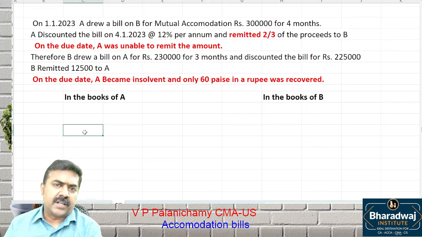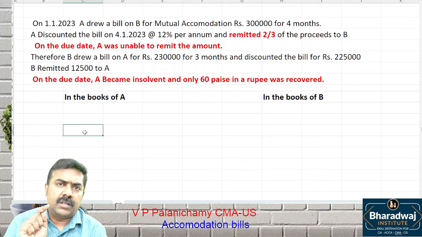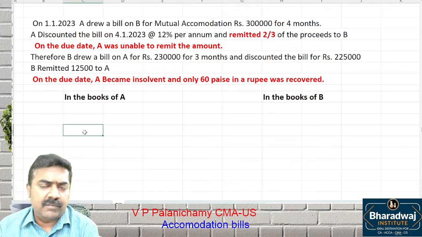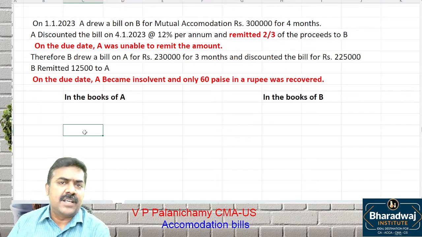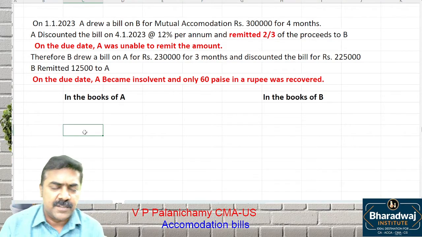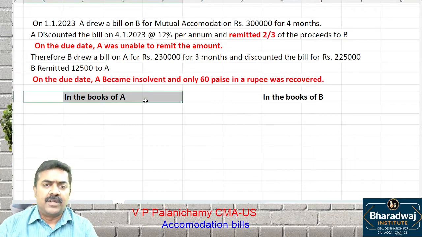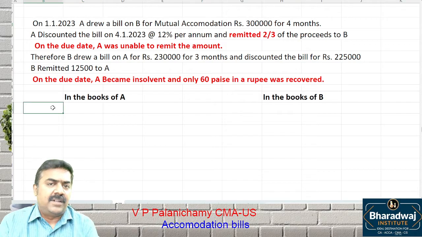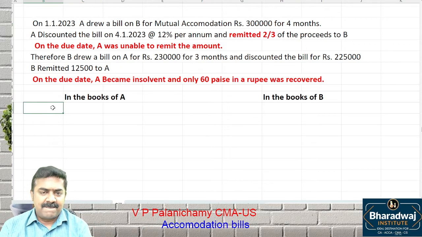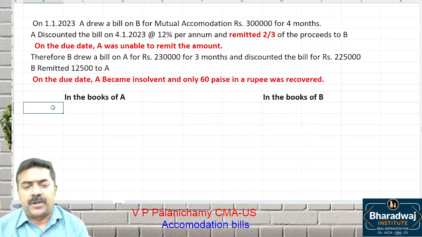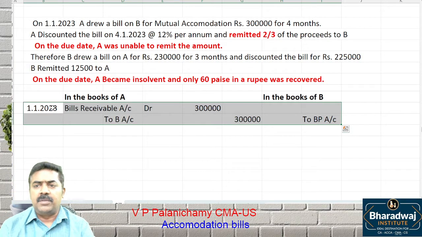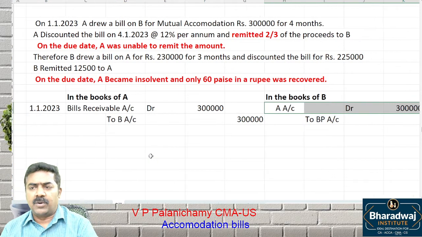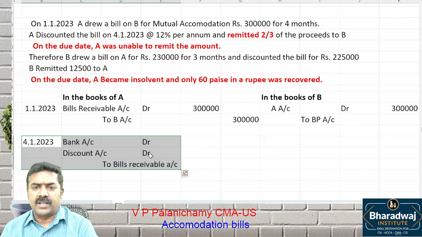So there are two parties, right? Who are the two parties? Let us assume we are A, and somebody else is B. Like that, let us assume and continue. Who is drawing the bill? A is drawing the bill. What is the entry you will pass for drawing the bill? Bills receivable account debit to B account. What is the entry the other party will pass? A account debit to bills payable account for the 3 lakhs.